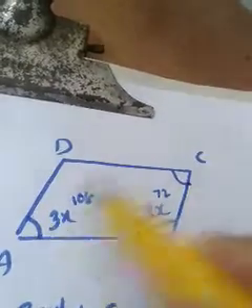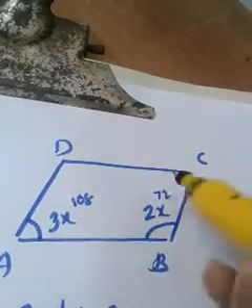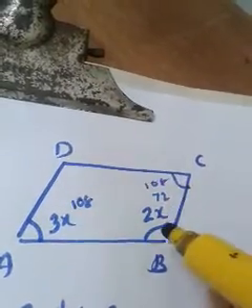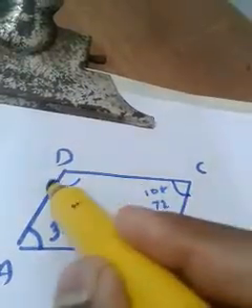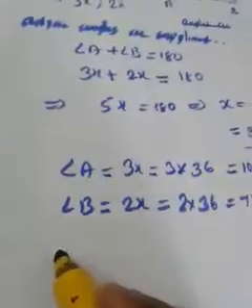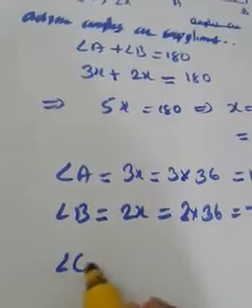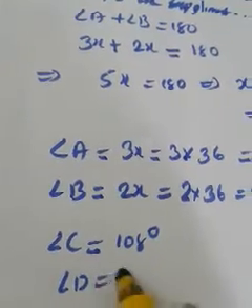It is a parallelogram, so opposite angles should be equal. So angle A and angle C should be equal. If it is 108 degree, this also will be 108. And angle B and angle D should be equal. If angle B is 72, angle D also should be 72. Are you following me? Yes. So then now we can write angle C will be 108 degree and angle D will be 72 degree.